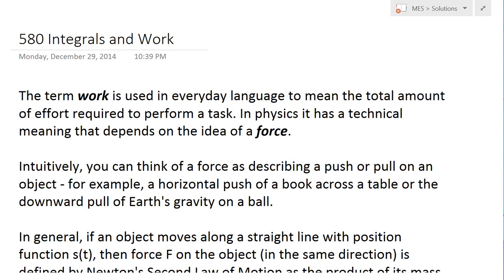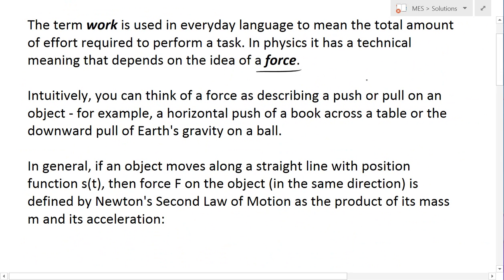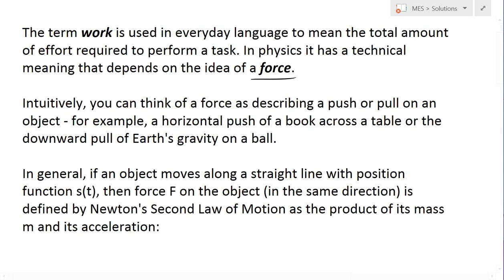We're going to discuss work and basically define it using integrals, and I'll go over an introduction into this field. Basically, the term work is used in everyday language to mean the total amount of effort required to perform a task. In physics, it has a technical meaning that depends on the idea of a force. Intuitively you can think of a force as describing a push or a pull of an object, for example a horizontal push of a book across a table, or the downward pull of Earth's gravity on a ball.